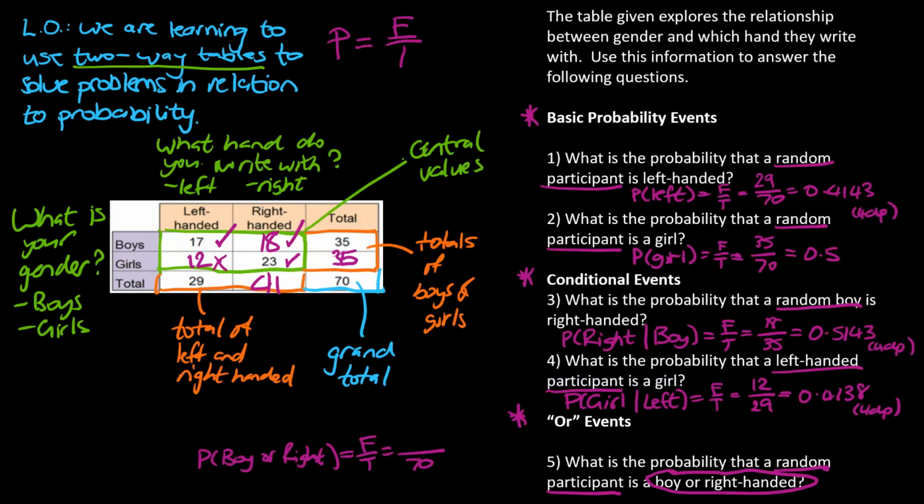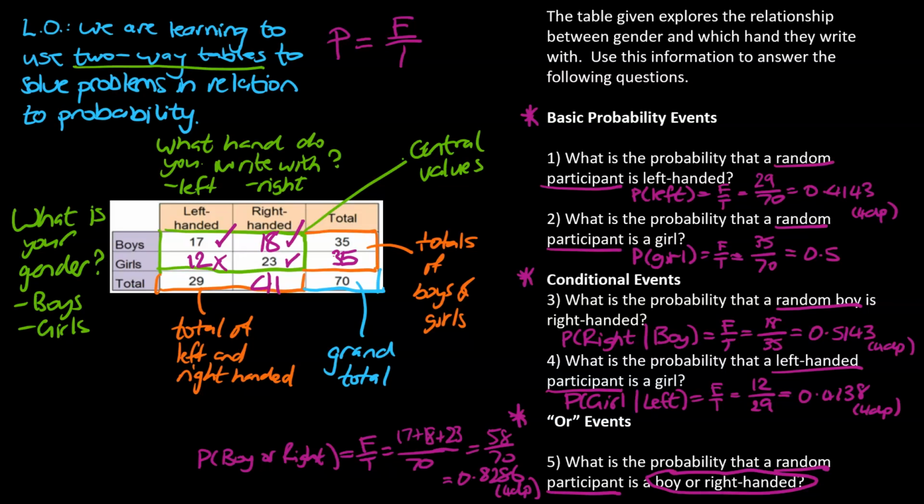So that means all of those central values that we ticked are the ones that are going to be in the numerator. So we're going to go 17 plus 18 plus 23. So when we add that all up, so 17 plus 18 plus 23, that comes to 58. So 58 divided by 70, and then when we do that, that gets us to 0.8286, and again for DP rounding.